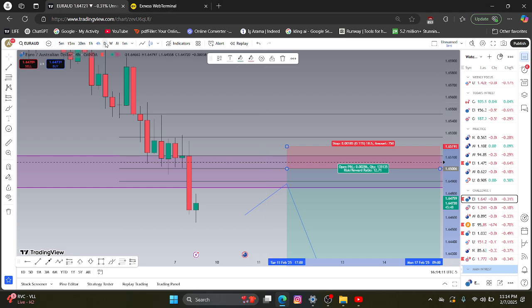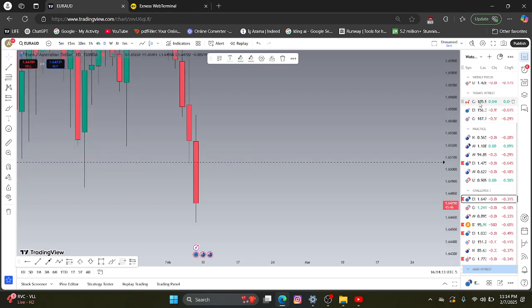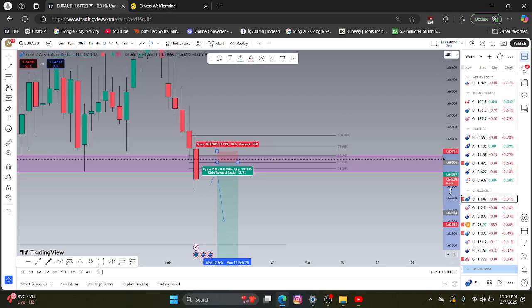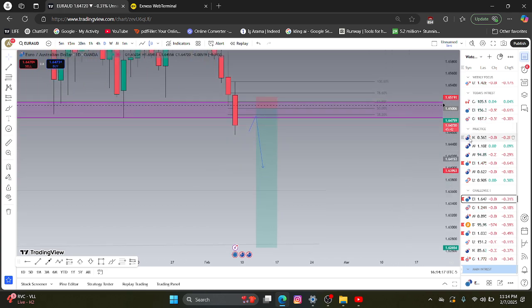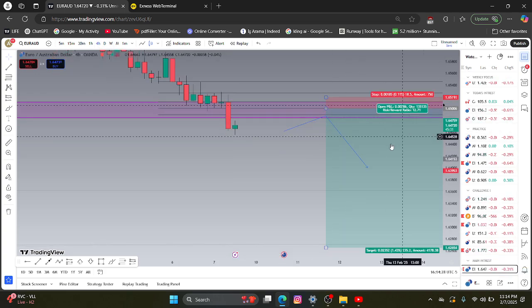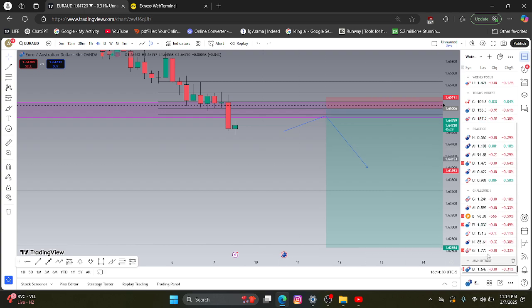So this is for Euro AUD. Let's put this in the main interest, because this trade is matching all our principles for us to enter a trade. Let's look for another one.